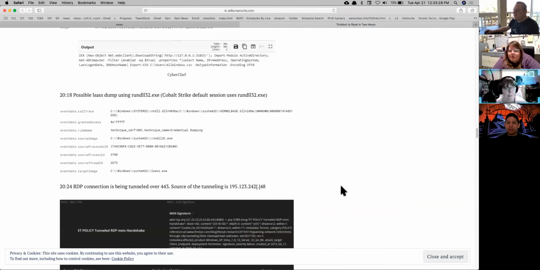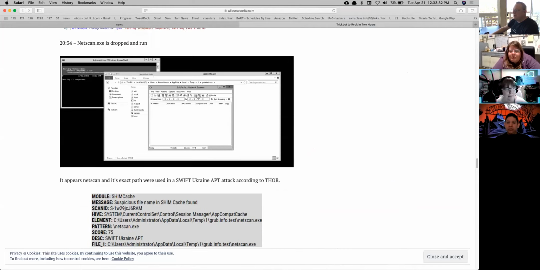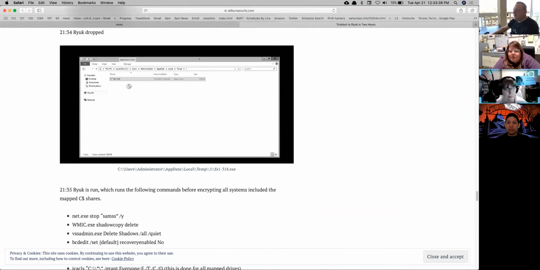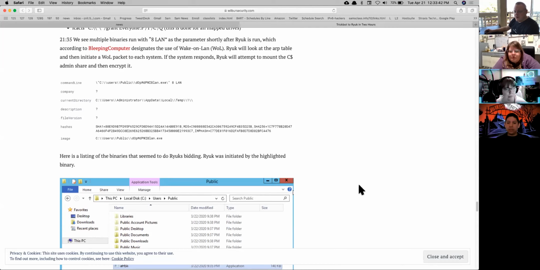Using these PowerShell attacks and everything, then you set up RDP. So it's like step by step what we should be teaching our students and what we should be practicing. Then it turns off Defender, then it runs Ryuk malware. And I'm very impressed. This is a very good write-up, and we should really make sure that all our students know how to go through this, I guess.